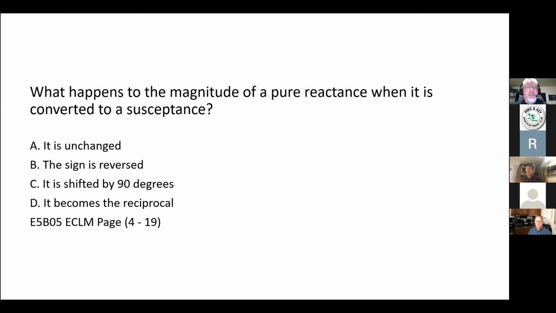What happens to the magnitude of a pure reactance when it is converted into susceptance? A, it is unchanged. B, the sign is reversed. C, it is shifted by 90 degrees. Or D, it becomes the reciprocal. D. Delta is correct. It becomes the reciprocal.